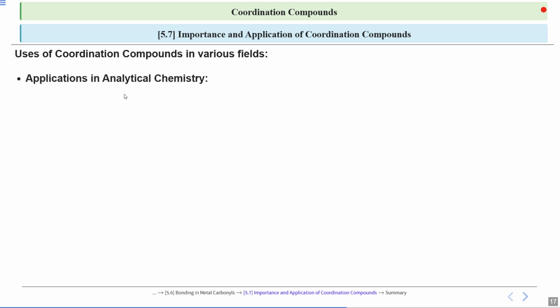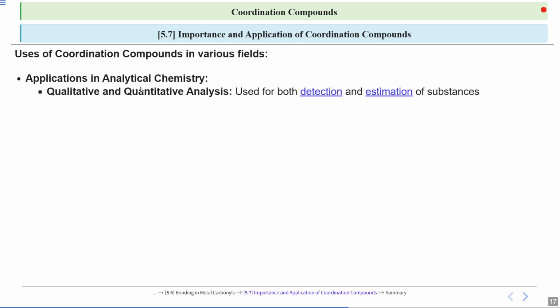Applications in analytical chemistry. If we only talk about analytical chemistry, qualitative and quantitative analysis: in qualitative or quantitative analysis, we use coordination compounds for both detection and estimation of substances. Detection means we have to identify, that is, detect whether a substance is present or not. Then we use coordination compounds for some metals, for some ions, in analytical chemistry, and for estimation of the substances also we use coordination compounds.